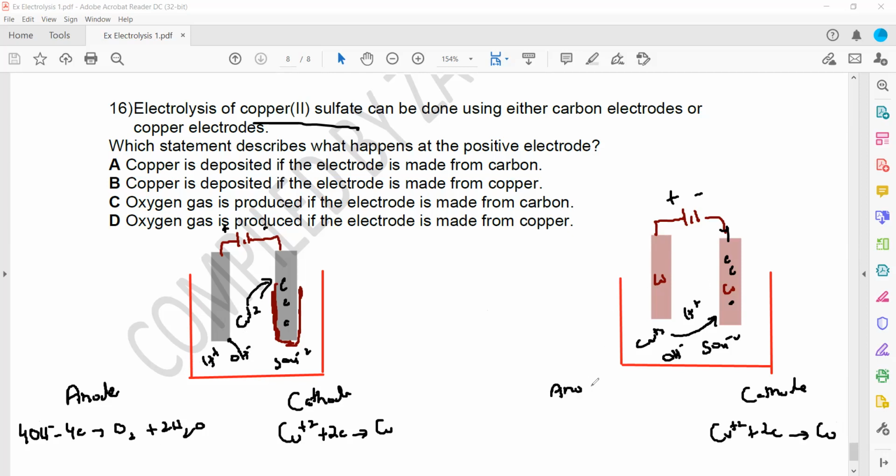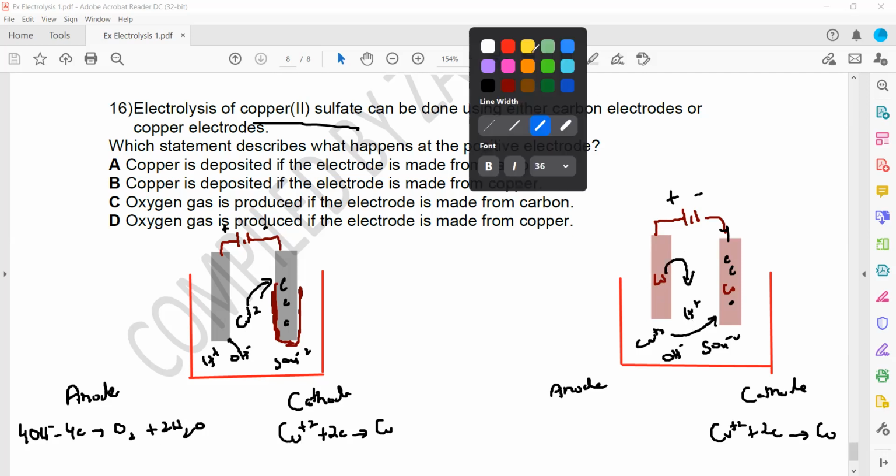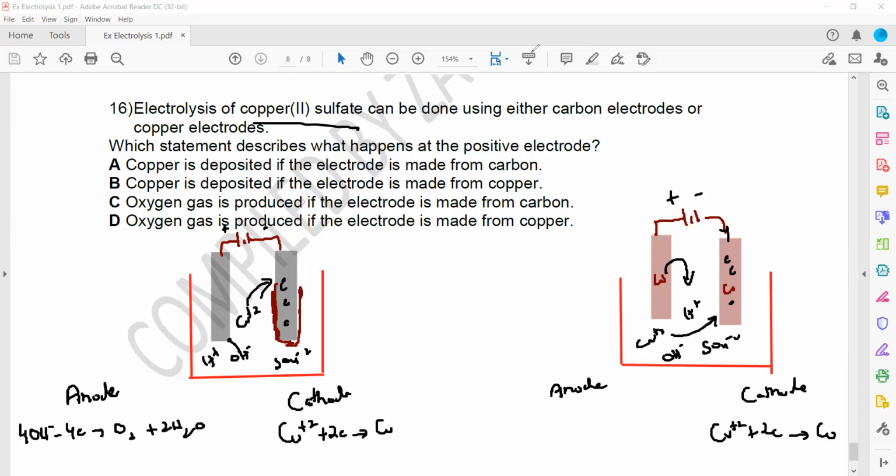But what happened at anode? The copper atom will go inside the solution and turn into a copper ion. So the size of the anode will decrease. The anode size will start to decrease and the cathode size will increase. And what is the equation for anode? The copper atoms turn into a copper ion by loss of electrons. That's when we are using copper electrode, and this is when we are using carbon electrode.